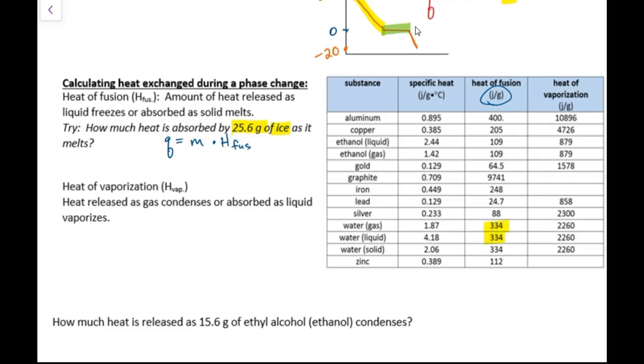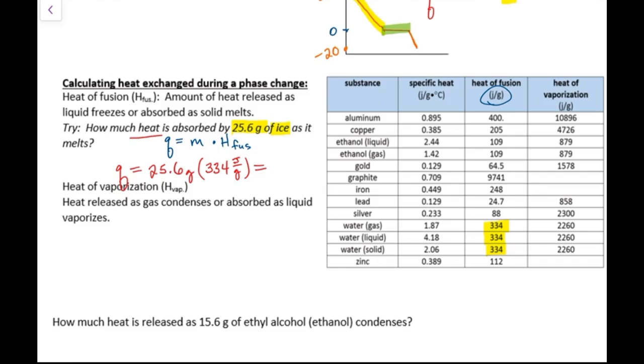Don't worry about the fact that it's repeated 3 times. The heat of fusion really only matters when you're changing from liquid to solid, solid to liquid, but it's just how it shows up on the table. So 334 joules per gram is the heat of fusion for water. So if I want to find my heat absorbed, heat is Q. The mass is 25.6 grams. And the heat of fusion for water is 334 joules per gram. So then we get out our calculator. Go ahead and give that a shot, calculating that.